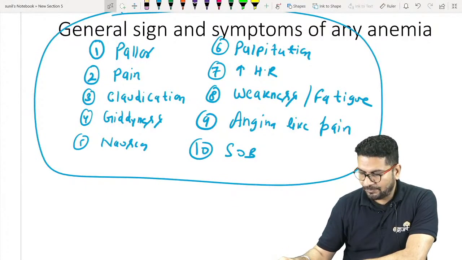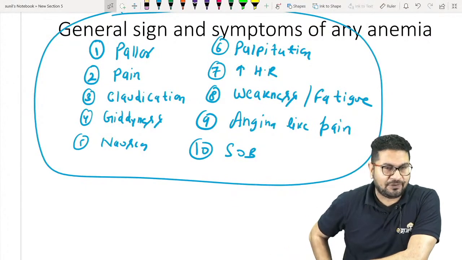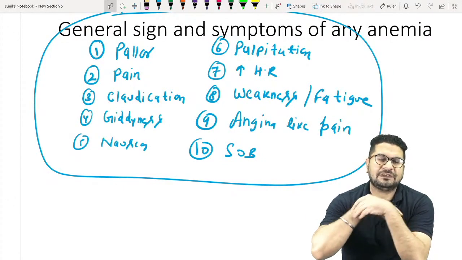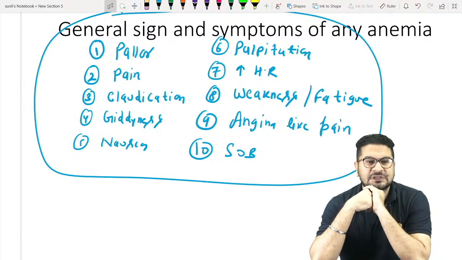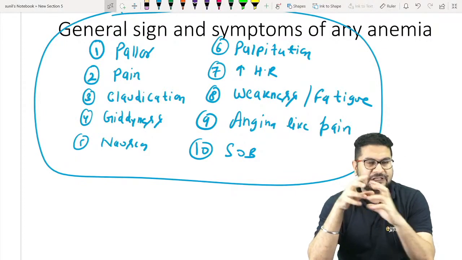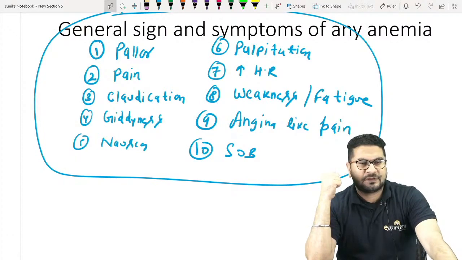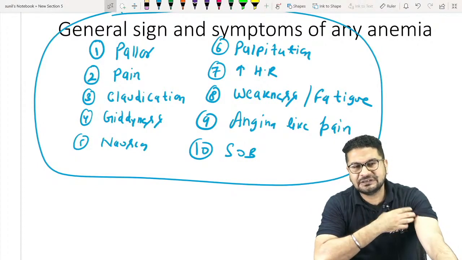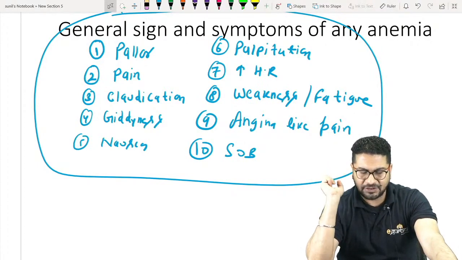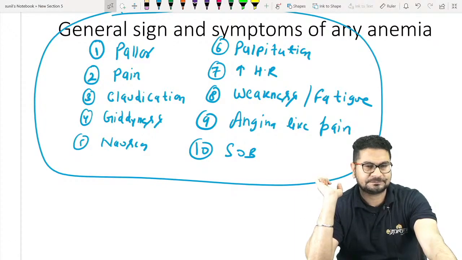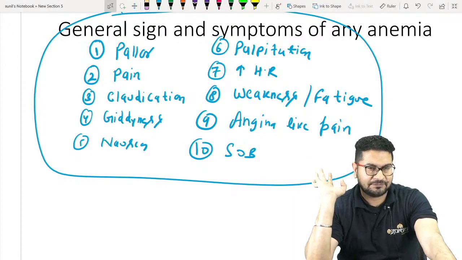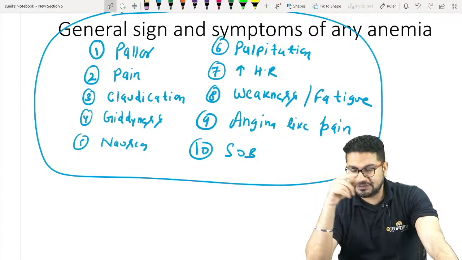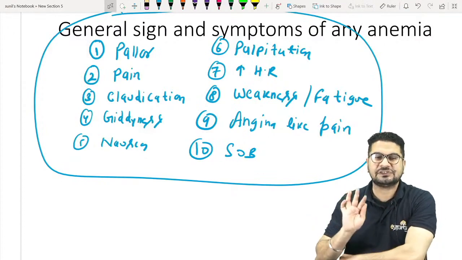It's a common complaint of Indian females. Why? Because I told you Indian females are mostly anemic. A common complaint that an Indian female will have is she will say, मुझे चक्कर आते हैं, I am feeling dizzy, giddy, चक्कर आते हैं, कमजोरी लगती है, weakness. So these are general signs and symptoms of any anemia: pallor, pain, claudication, giddiness, nausea, palpitation. If you add something more to this, then that will become specific. By looking at these symptoms, you cannot say which type of anemia.